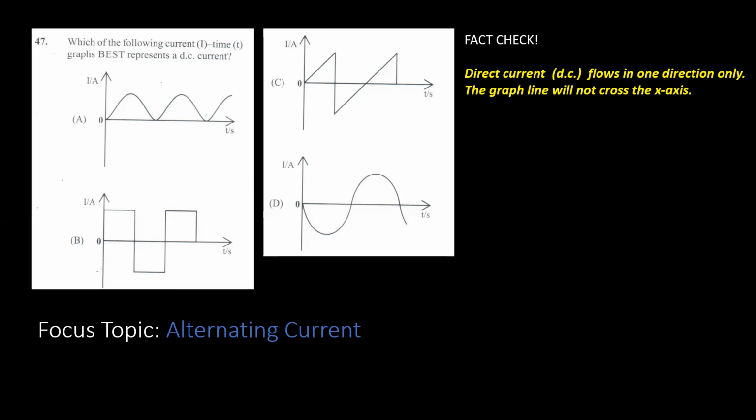The graph line does not pass the x-axis to go into the other segment. That's A. All of the others would be alternating current. Answer is A.